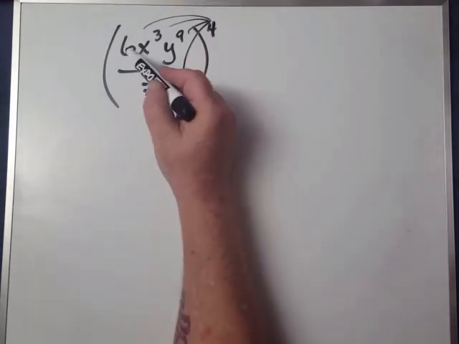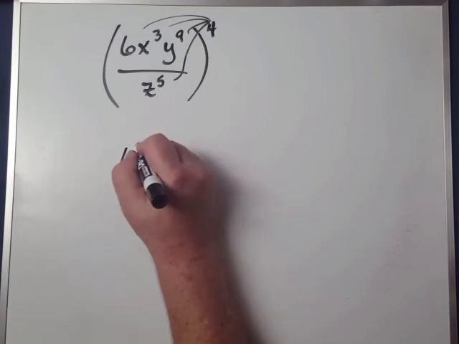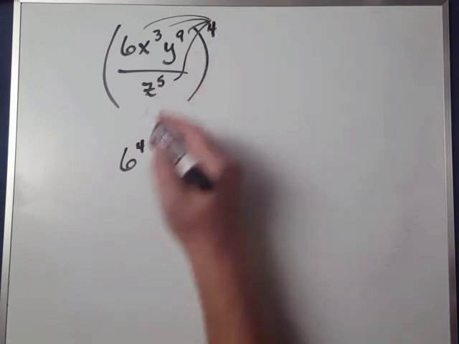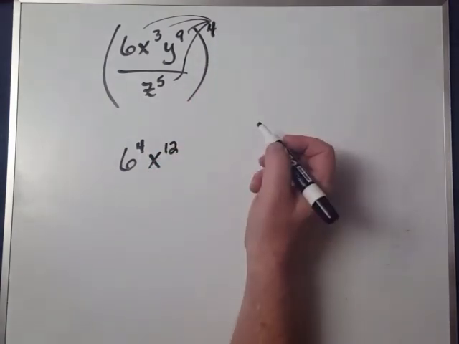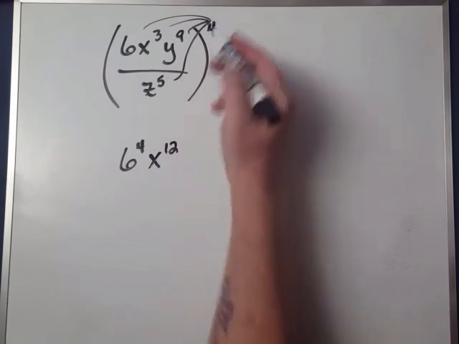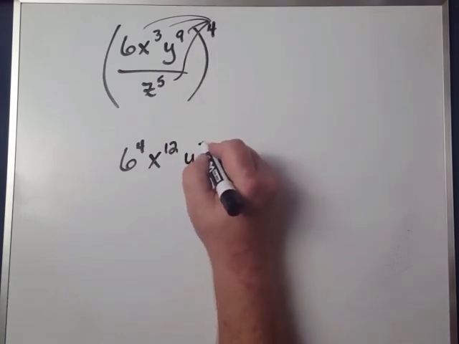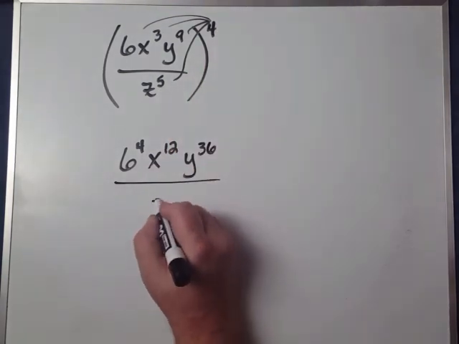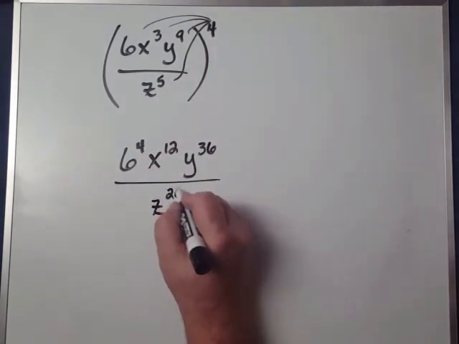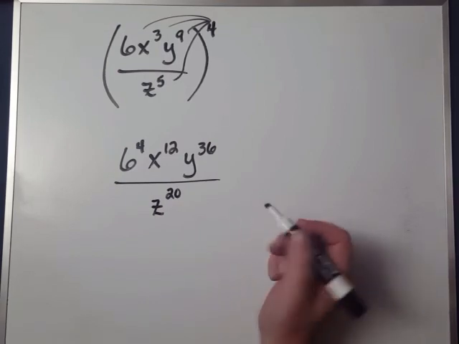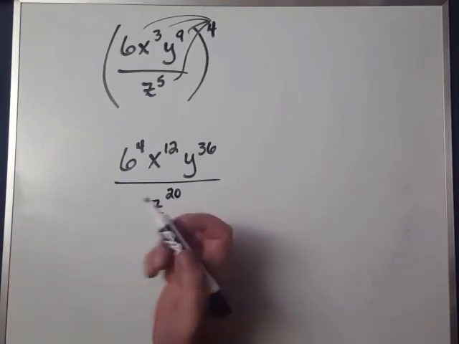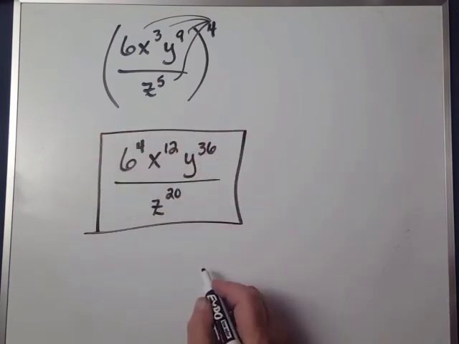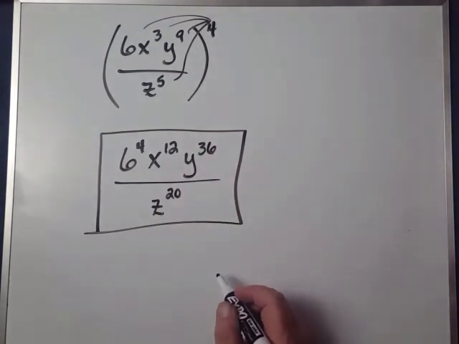And so this is going to give me 6 to the 4th, x cubed to the 4th. Power to a power, you multiply, x to the 12th. Y to the 9th to the 4th, multiply, y to the 36th. And z to the 5th to the 4th, power to a power, we multiply, z to the 20th. And like I said, assume that the rules say simplify, leaving your answer in exponential form. And we'll just go with that for now.